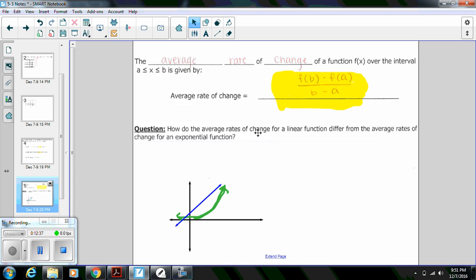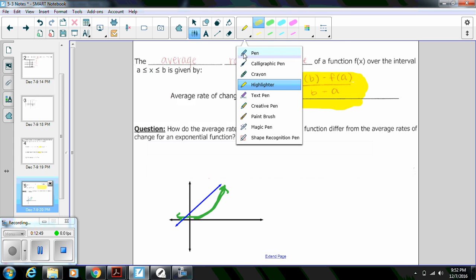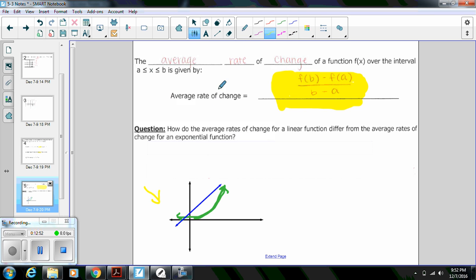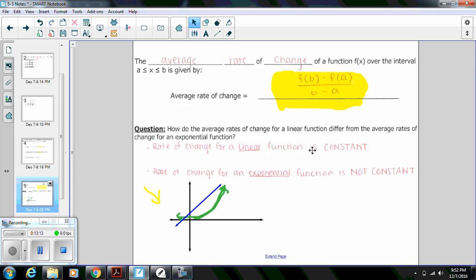How do the average rates of change for a linear function differ from the average rates of change for an exponential function? That's like what we talked about down here, looking at this graph that I roughly sketched. Okay, so think about it, a linear function. What do we say about the rate of change of a linear function? Well, it's always constant. The rate of change for a linear function is constant. That differs from an exponential function. How? Well, the rate of change for an exponential function is not constant. It changes over time. It's different. Those are the key concepts.